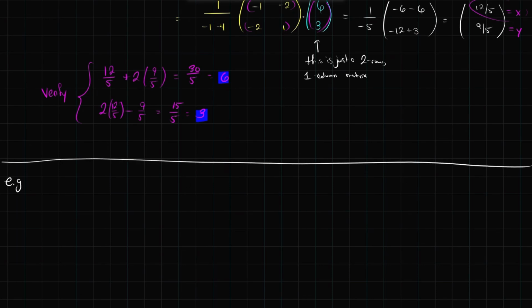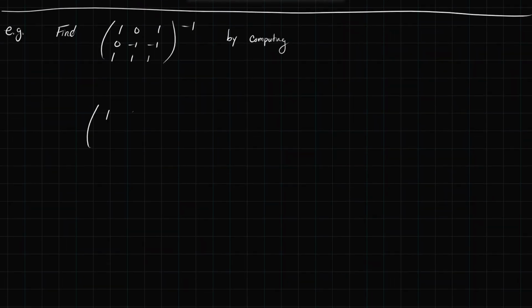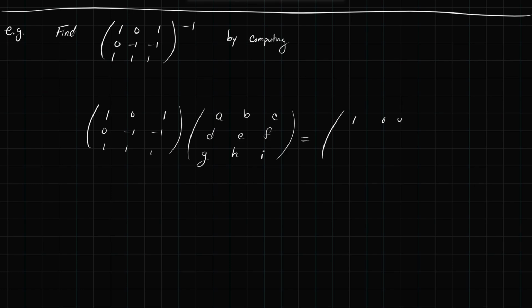Let's just do one example of a matrix inverse in 3D. So let's find the matrix inverse of 1, 0, 1, 0, negative 1, negative 1, 1, 1, 1, by computing exactly what we want to compute. 1, 0, 1, 0, negative 1, negative 1, 1, 1, 1, against A, B, C, D, E, F, G, H, I, and force it to be equal to 1, 0, 0, 0, 1, 0, 0, 0, 1, forcing that equality.